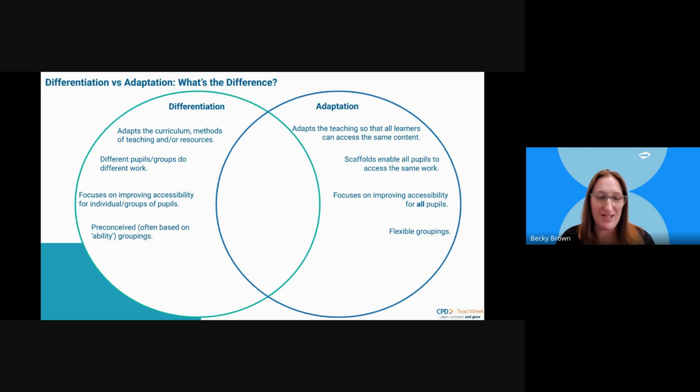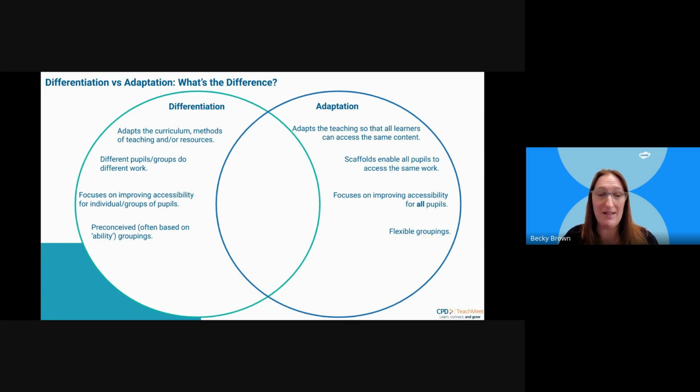Differentiation is, as I've just said, often based on preconceived, and I'm using the term ability in inverted commas there, try not to use it really, but preconceived groupings. Maths is huge, and how well a child understands one area of maths can be quite different to another. So certainly we would hope that those groupings would be flexible, but in some cases they are quite static, and that's what we would probably see in a differentiation approach.